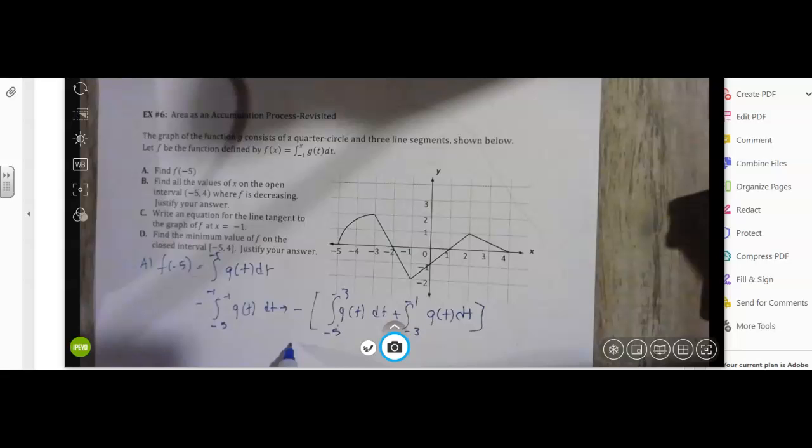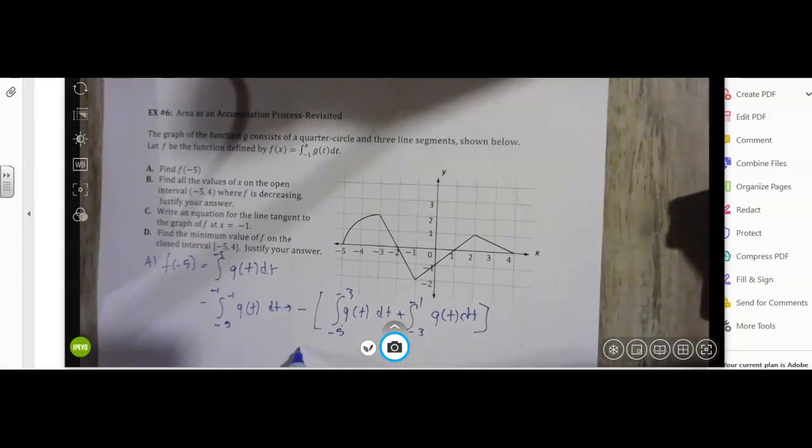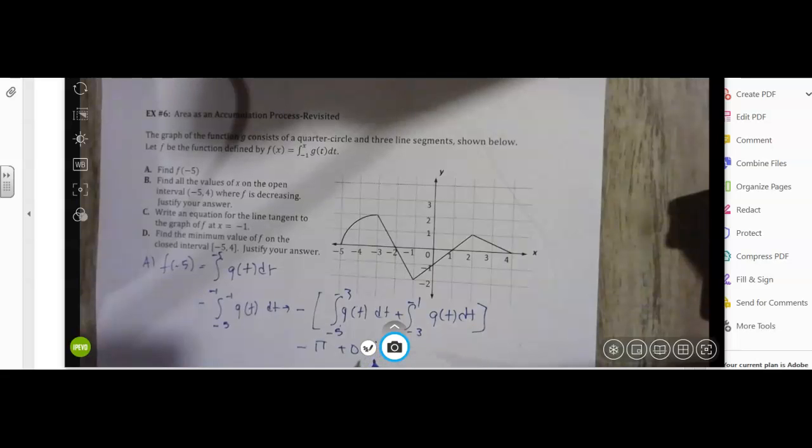So that's going to give us -pi plus 0. So therefore we have f of -5 is equal to -pi. That takes care of part A.